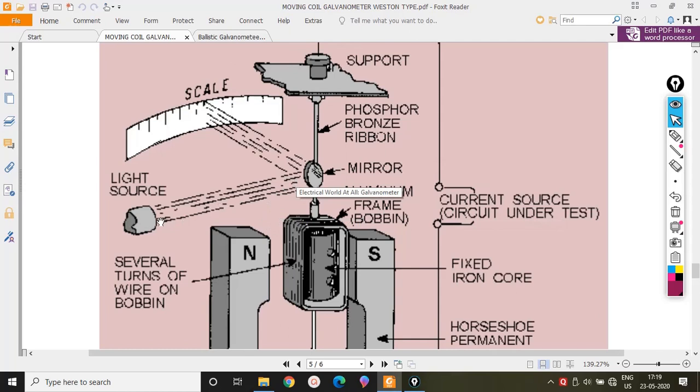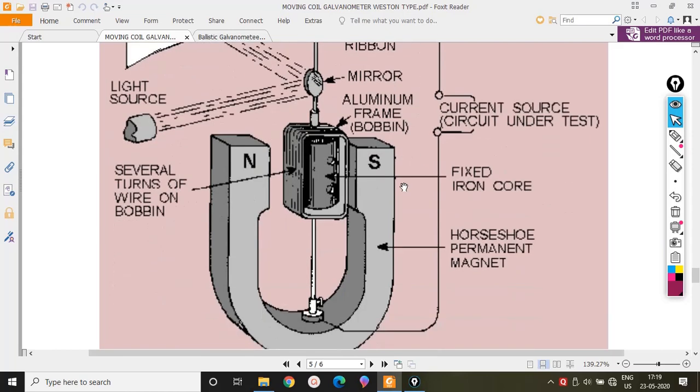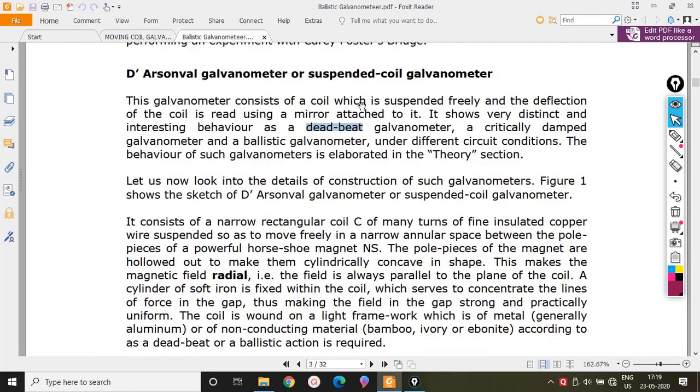And you will see that how this mirror system works. You have a light source here. This light source falls light on the mirror, that is the light source provides light on the mirror, and the light is reflected on a scale. Here it looks like a curved scale, but in our laboratory we have a flat scale. So this is the construction of your suspended coil galvanometer.